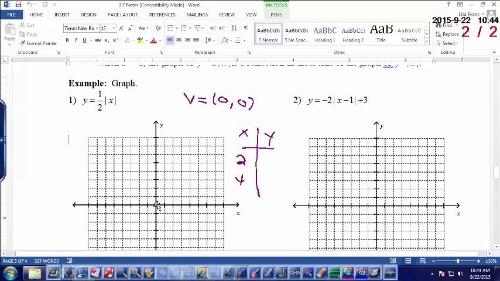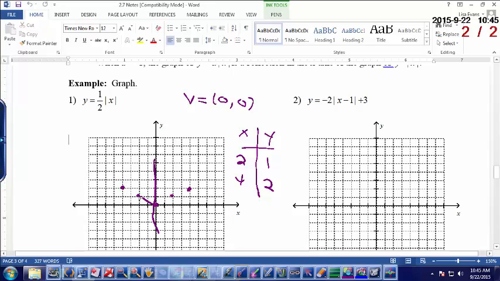So plot 0, 0. Here's your axis of symmetry. Plug 2 in. Absolute value of 2 is 2. 1/2 of 2 is 1. Absolute value of 4 is 4. 1/2 of 4 is 2. So we're going to go ahead and plot 2, 1 and 4, 2. And I'm going to reflect those.